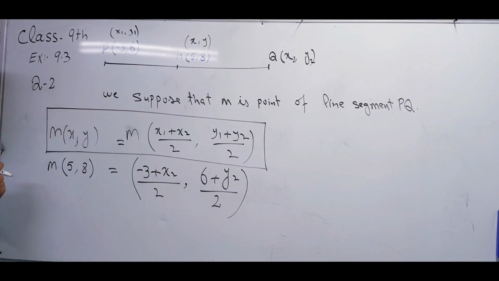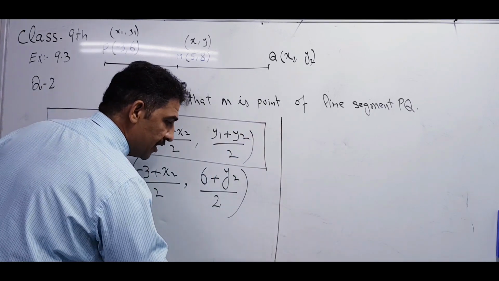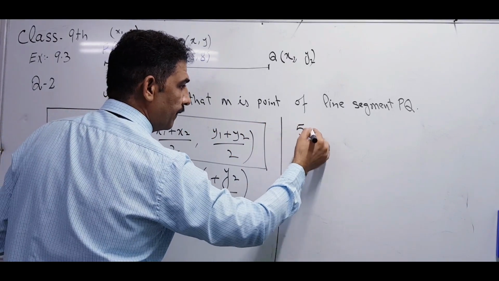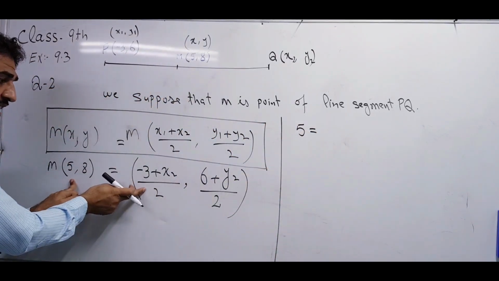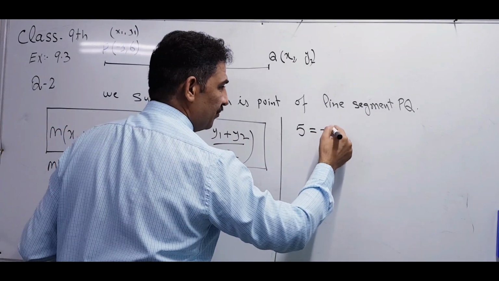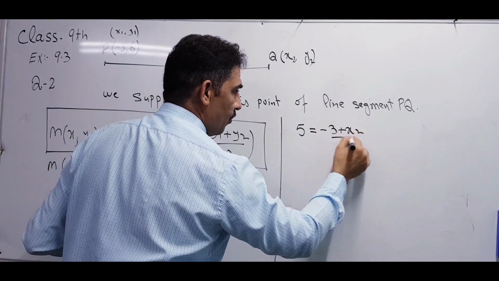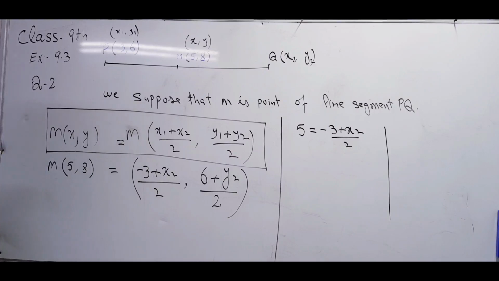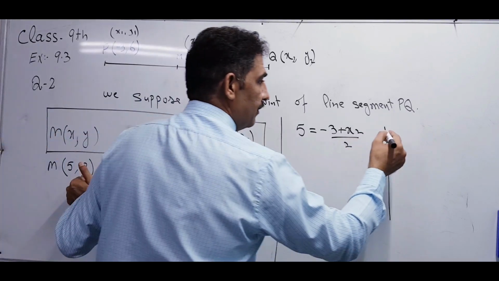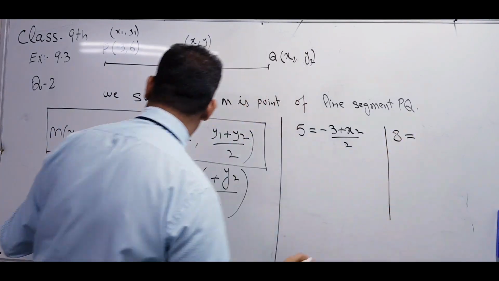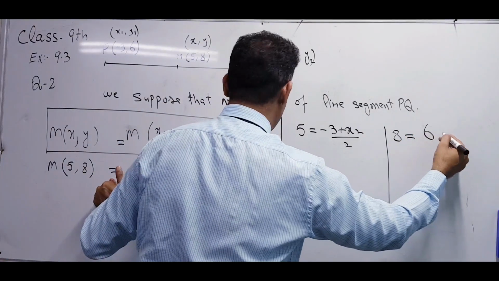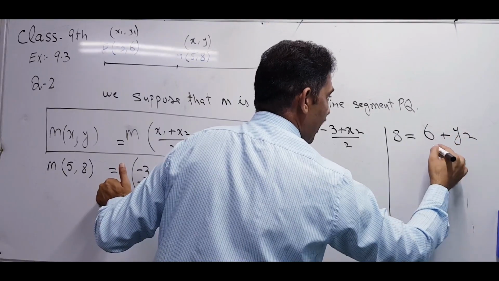Then after that we start to solve. So what is the x coordinate? 5. 5 is equal to, here is the x coordinate, minus 3 plus x2 over 2. That is the x coordinate. Then this line explains the y coordinate. What is the y coordinate here? 8. Very good. After that the equal sign, we apply the equal sign. What is the y coordinate here? 6 plus y2 over 2.